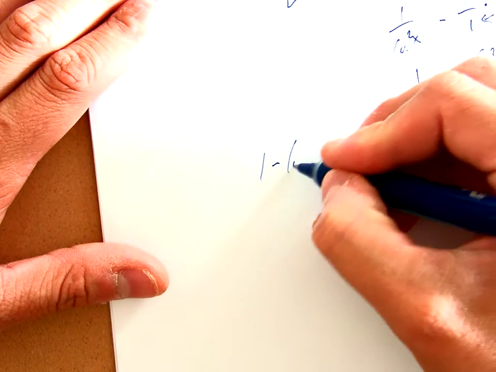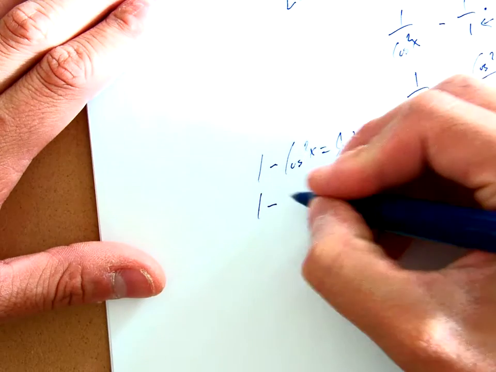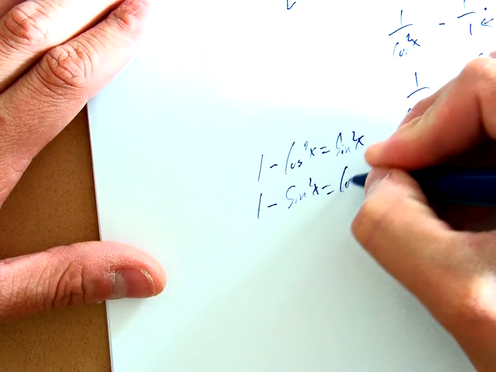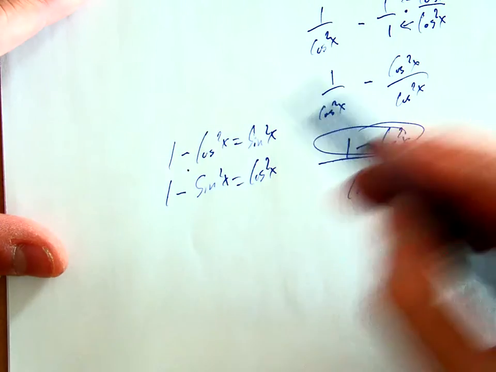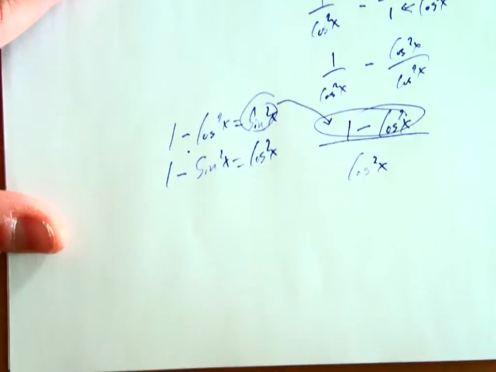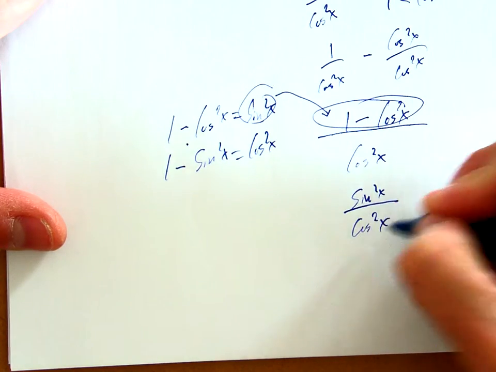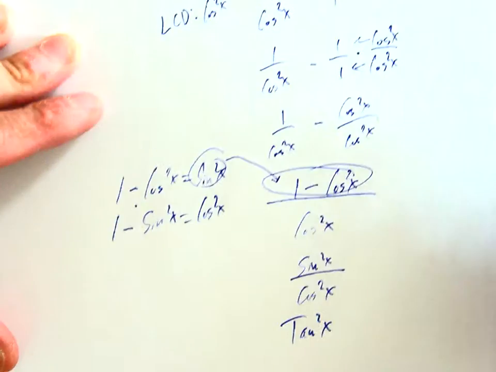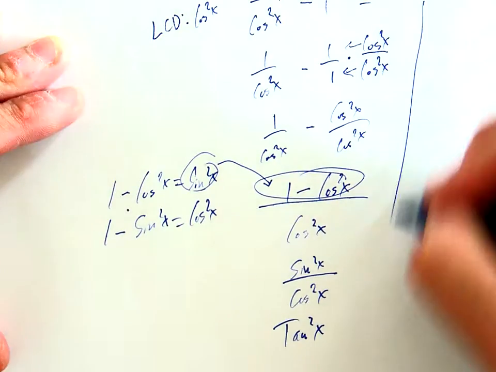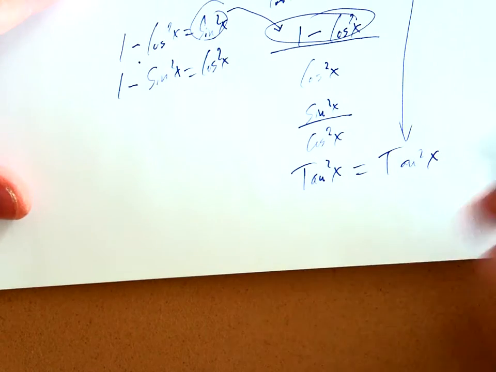And we should know that 1 minus cosine squared x is sine squared x, and that 1 minus sine squared x is cosine squared x. So we have this one here, so this one is just this guy. So we're going to substitute in sine squared here, so we get sine squared x over cosine squared x, which is tangent squared, which is what I wanted. Put here equal to tangent squared x, and we're done.